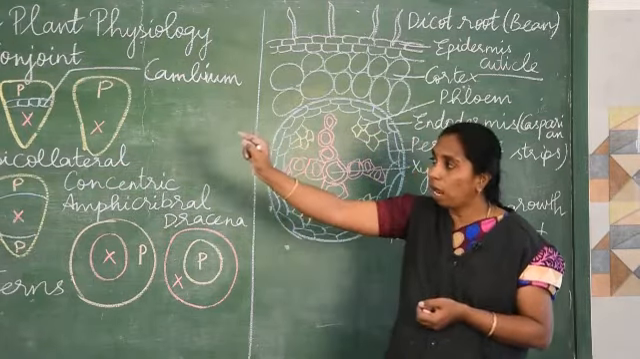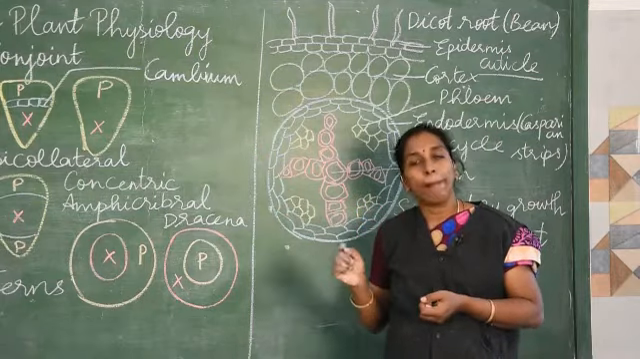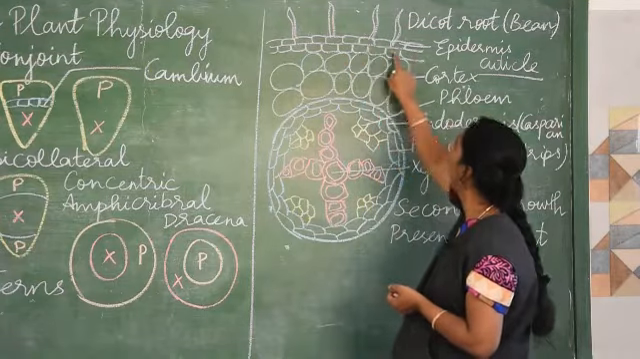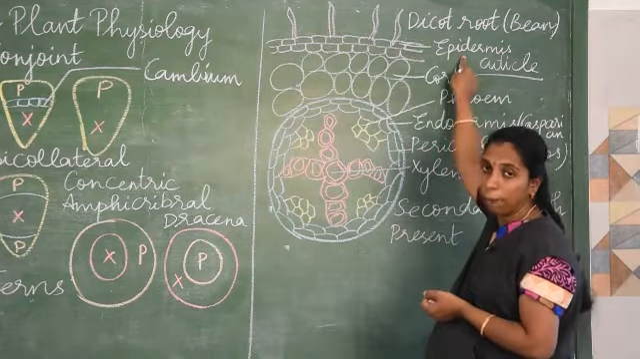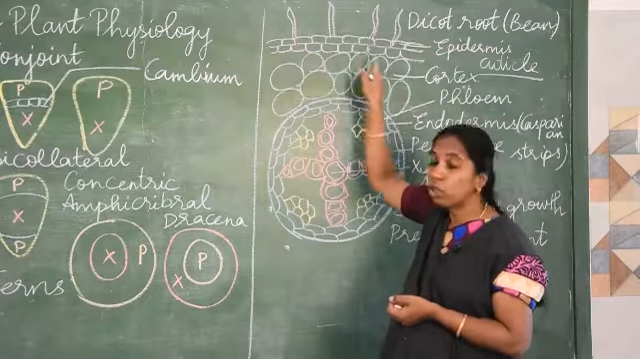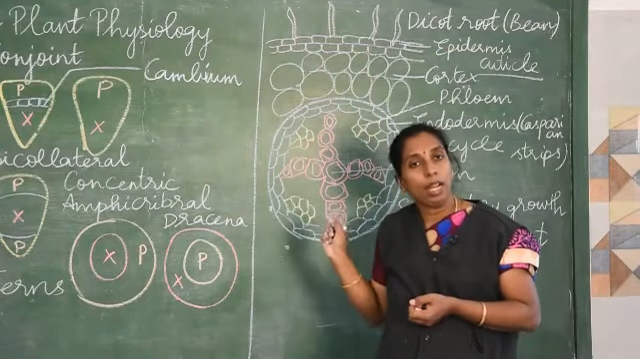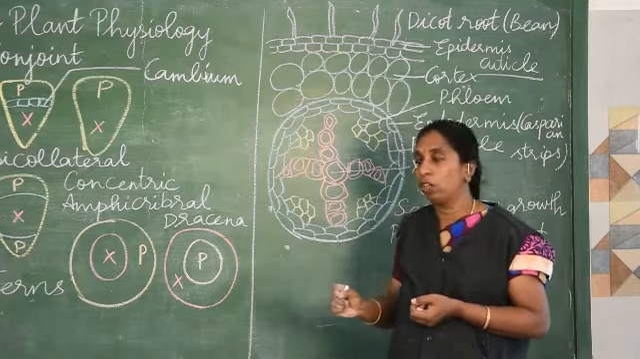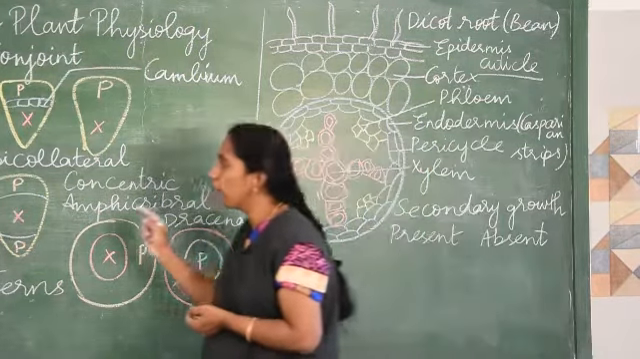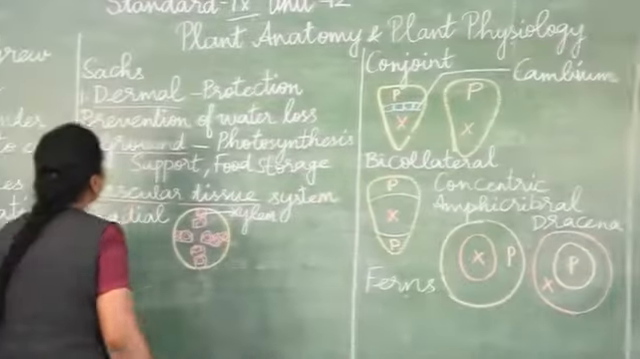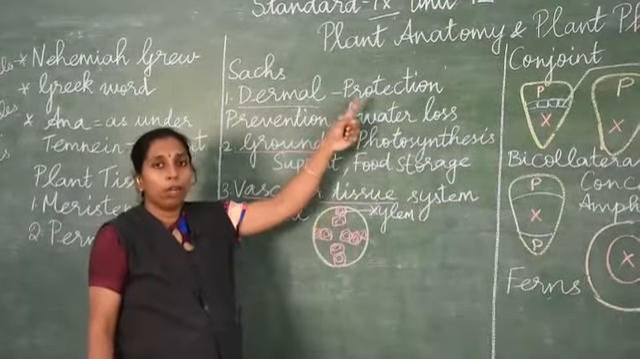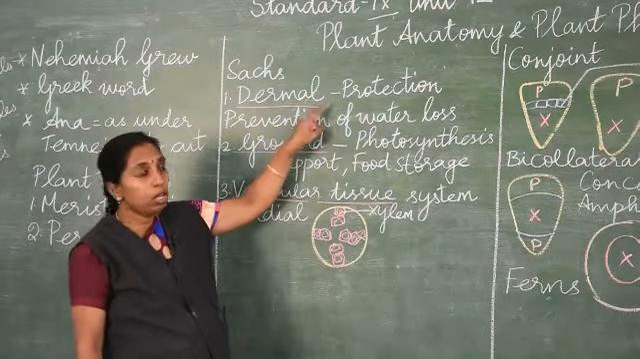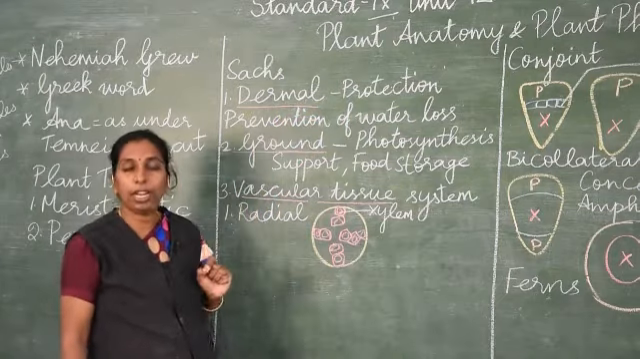So first is the dermal system, or epidermal system. It includes a single or double layer of rectangular cells called epidermis, and in between, stomata are present. A cuticle is present, which helps the plant prevent any pathogen. And the function of this dermal system is protection of the plant and prevention of water loss. So for this, the dermal system is very important.